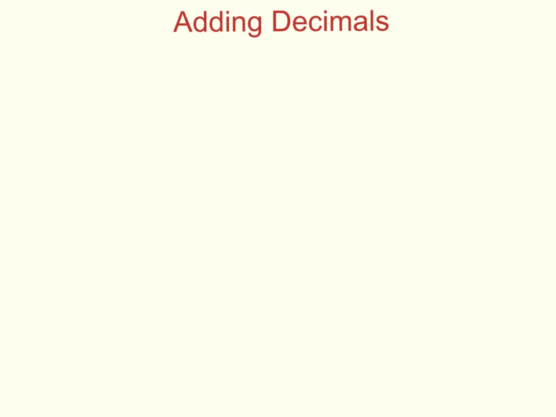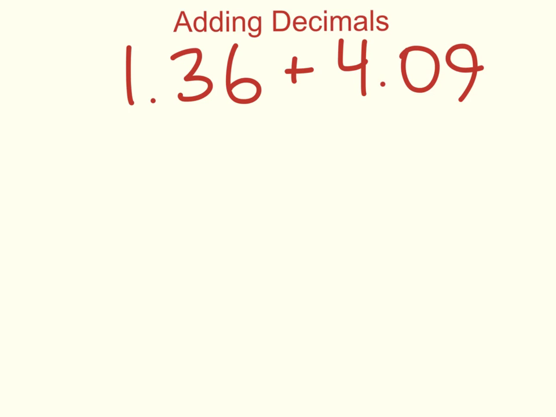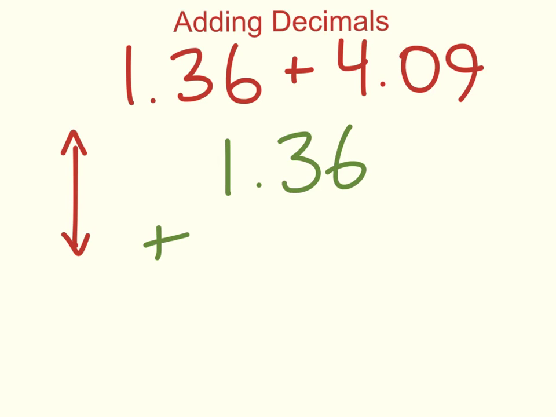Here's another example. 1.36 plus 4.09. Let's make sure to write this vertically now. That's our first step. And line up the decimals. 1.36 plus 4.09.